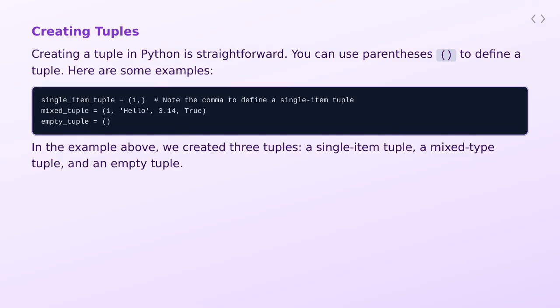Next, creating tuples. Creating a tuple in Python is straightforward. You can use parentheses to define a tuple. Here are some examples. See the example on this slide? Pause if you want to study the details. In the example above, we created 3 tuples: a single item tuple, a mixed type tuple, and an empty tuple.